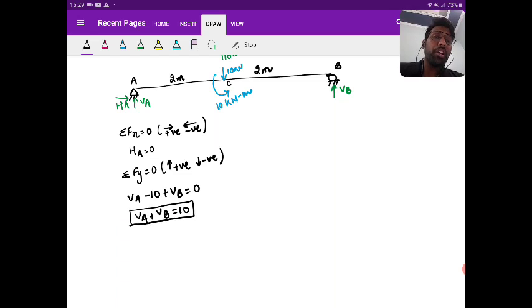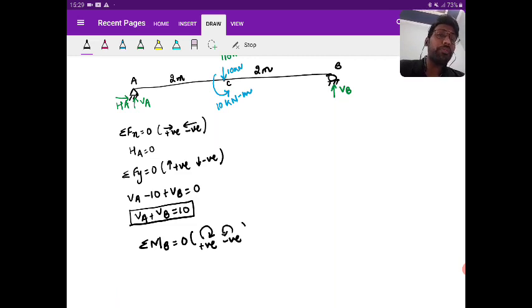Okay. Next equation that I'm going to use, summation moment. Now the moment I can take either about A or about B. I'm taking about B equal to 0. I've already shown you whether I take about A or about B, the answer will not change. So I'm taking moment about B. Let us say clockwise is positive, anti-clockwise is negative.